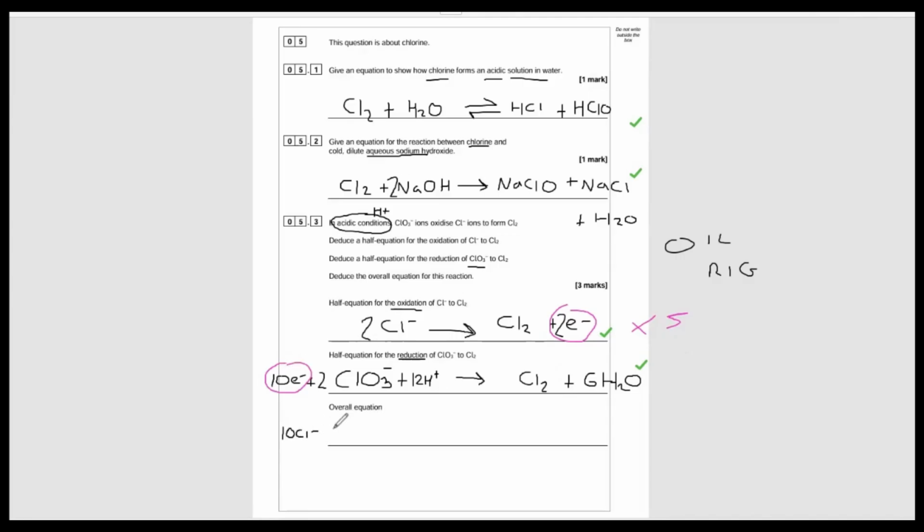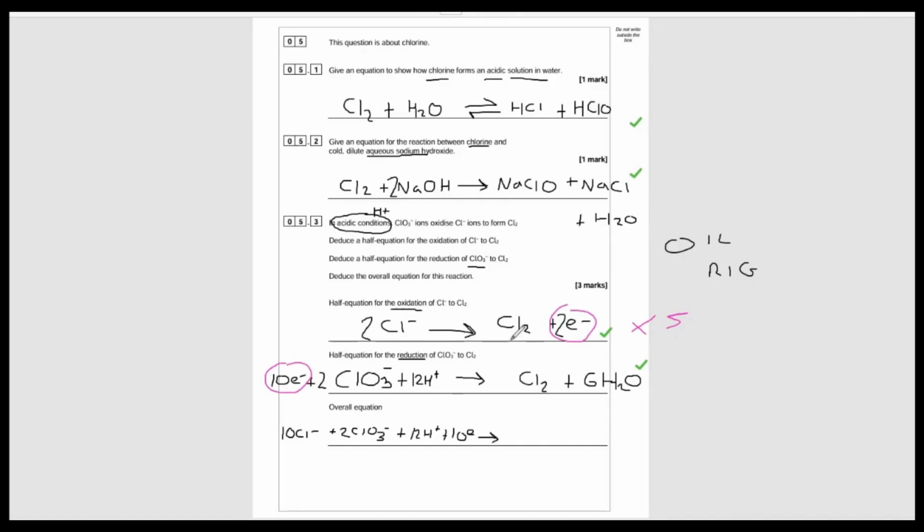Then I want to write in my 2 chlorate ions. Then I want to write in my 12 hydrogen ions, and don't forget my 10 electrons. Now, we're going to do a bit of cancelling, so I'm not going to need all of this stuff, but I'm just showing you, all right? So then you'll be able to cancel after.